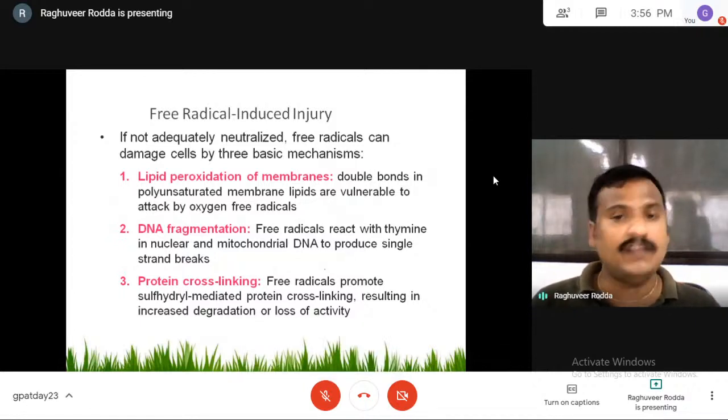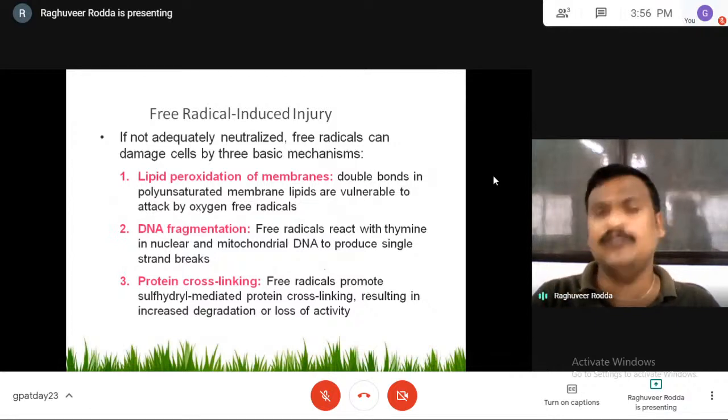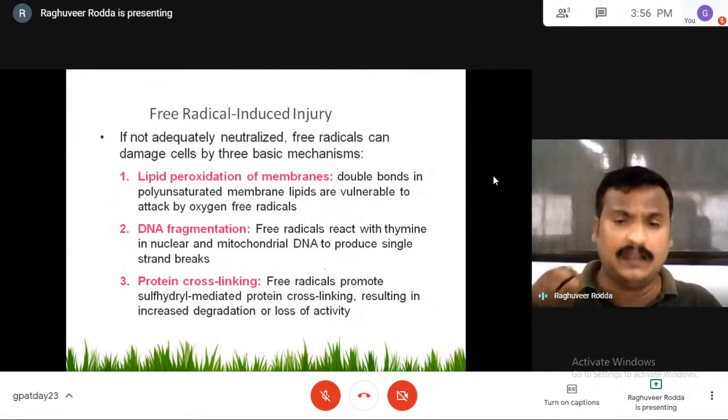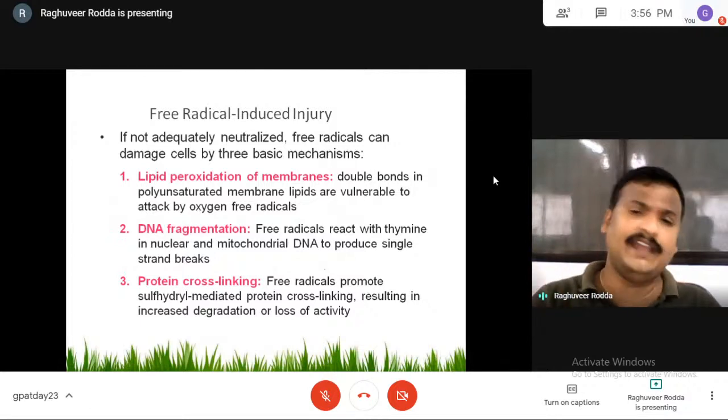And DNA fragmentation. DNA is a very important material present in the chromosomes. It's genetic material. Whenever these free radicals react with thymine, which is one type of nucleotide, especially present in the DNA of the mitochondria or in the DNA of the nucleus.